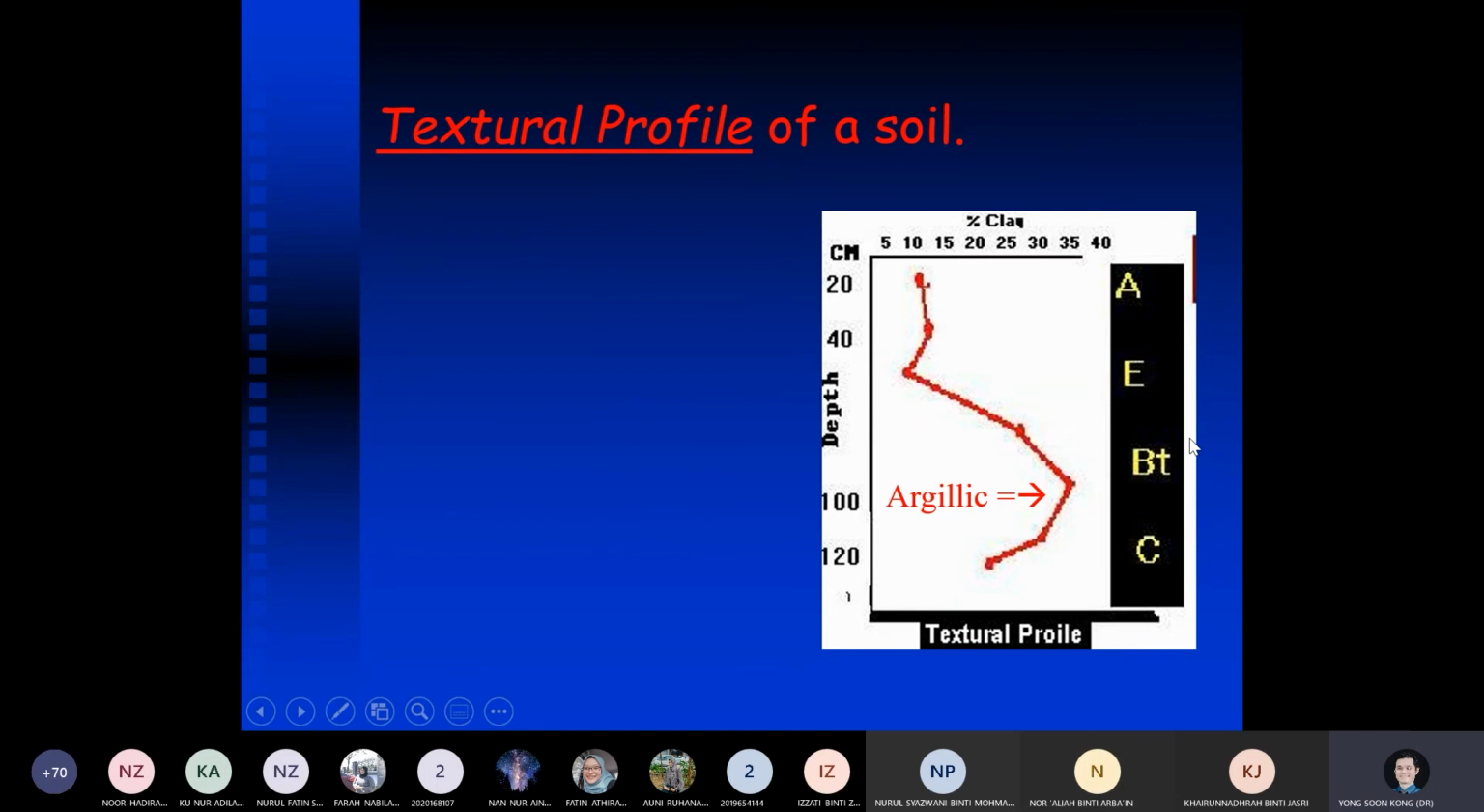Instead of B, they put a t. The t is argillic. So the depth is up to around 100 centimeters. So if you can dig a soil up to 100 centimeters, you probably can see this B horizon already.